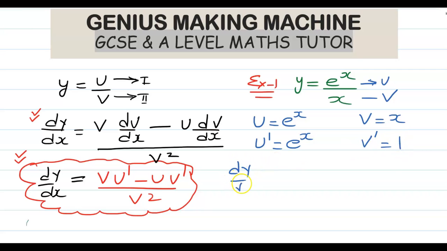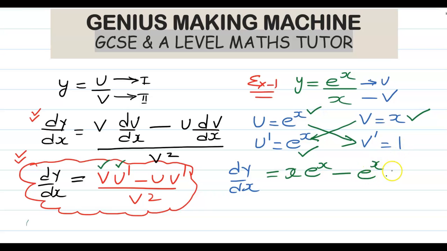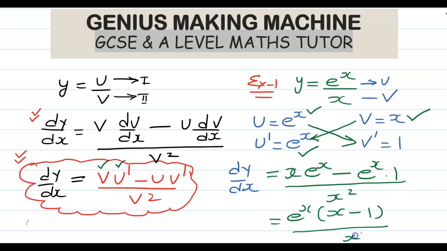So what will be dy by dx here? We are doing it like this. This is the easy way. What you need to do, you just go this way first, e to the power x, and this way. We are multiplying this. So the first one is v u dash. So v is x, and u dash is e to the power x. Then put a minus sign in between. Then u v dash, u is e to the power x times 1, divided by v square, so x square. So e to the power x comes out, and what is left inside the bracket is x minus 1, over x square.